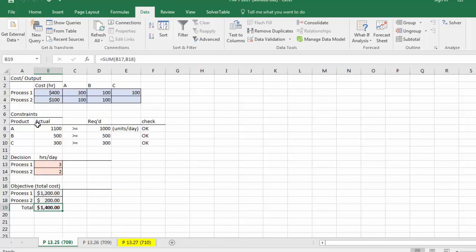And notice we get a little bit more of one of the outputs than we need, but that's required because only A can do product C. And if we run it 3 hours, that's a minimum we can use to get that requirement.